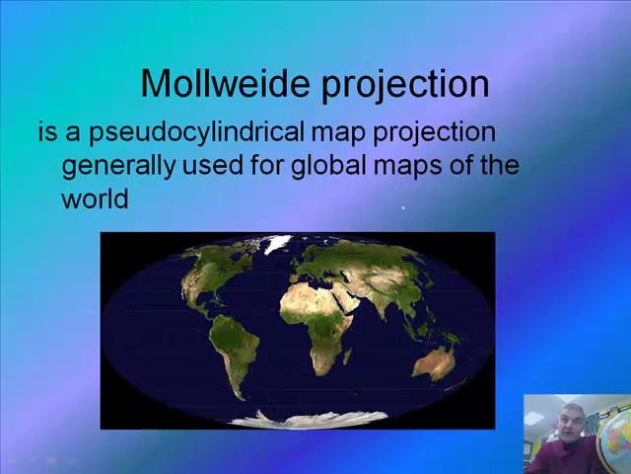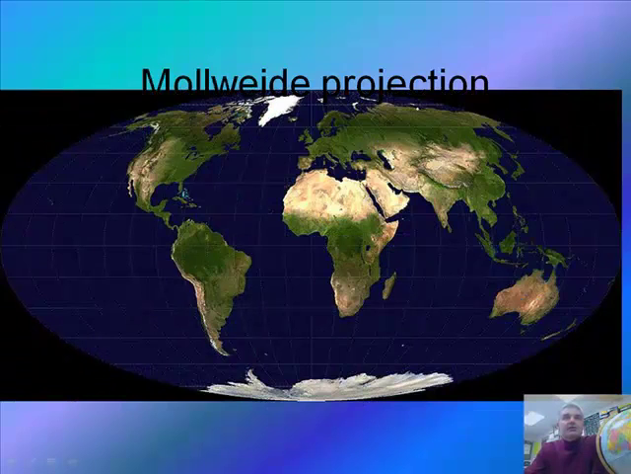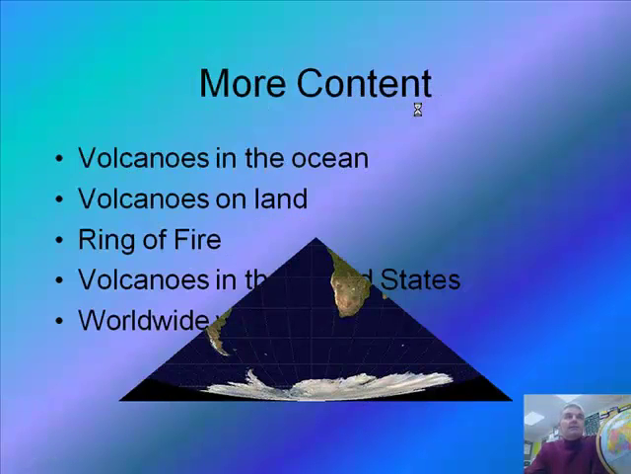Okay. All right. There's another one that's interesting called a Mollweide projection. It's a pseudo-cylindrical map projection generally used for global maps of the world. And notice, of course, how we get the curve. And now Greenland looks not quite as big as it really is. Okay. And here it is zoomed in. It's pretty cool.